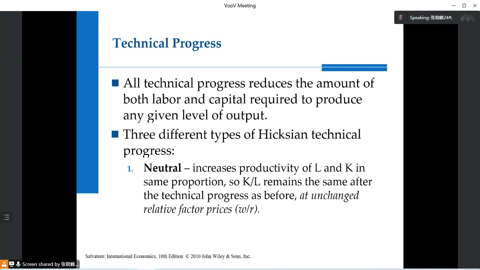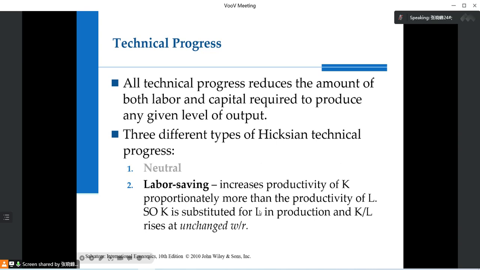Okay. Three different types of Rybczynski technical progress. One, the neutral: it increases productivity of labor and capital in the same proportion. So the proportion between the capital and the labor remains the same after the technical progress as before, and relative factor prices are unchanged. Okay, that is the neutral.